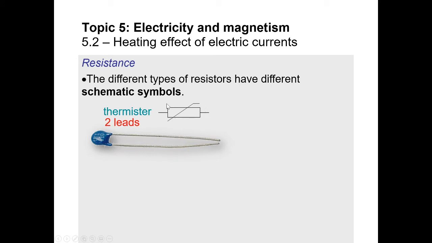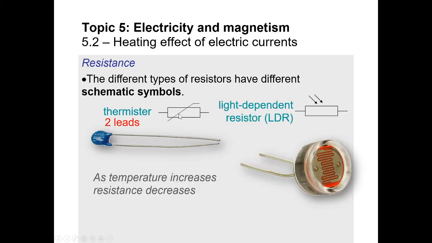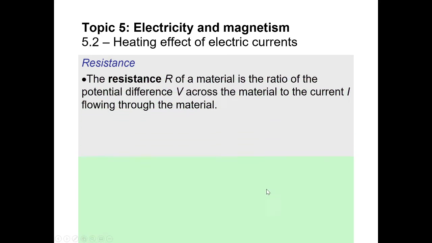Okay, the symbol for a thermistor, right? The temperature resistant resistor, and the LDR. Now, with the thermistor, the resistance decreases when the temperature increases, and with the light dependent resistor, resistance decreases when the brightness increases. So those will have various applications.